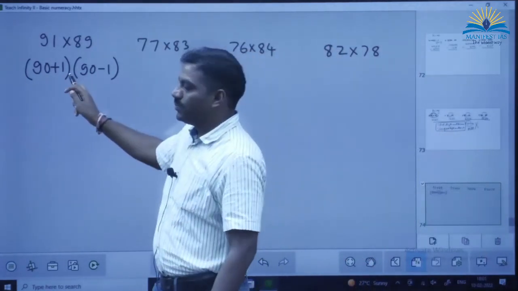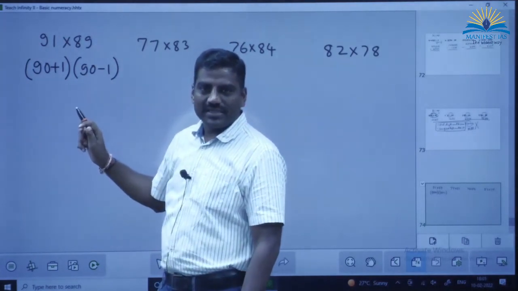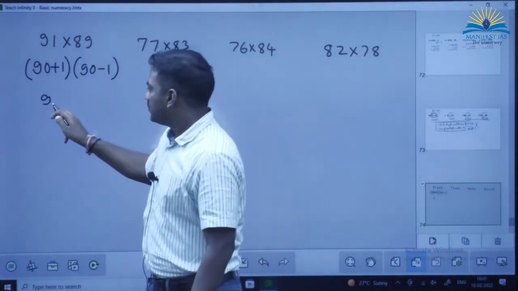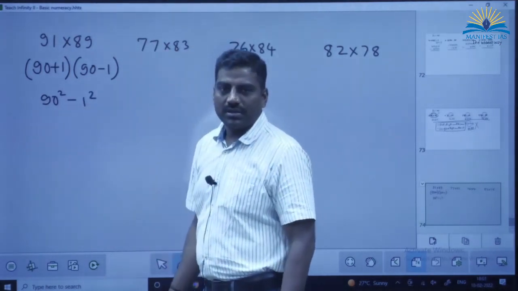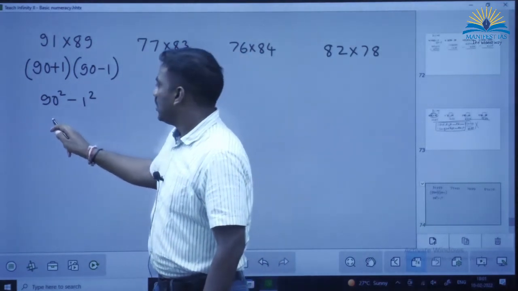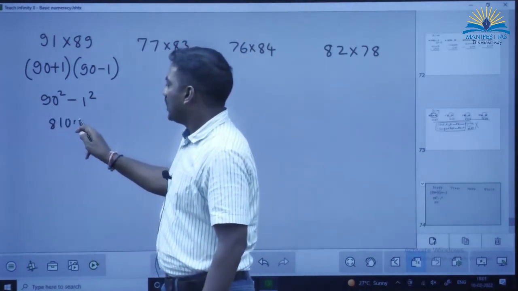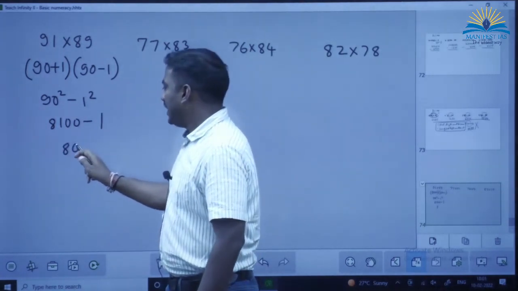So this is A, this is B. A square minus B square. Yes. So 90 square minus 1 square. So what will it be? 8100 minus 1. This is 8099.